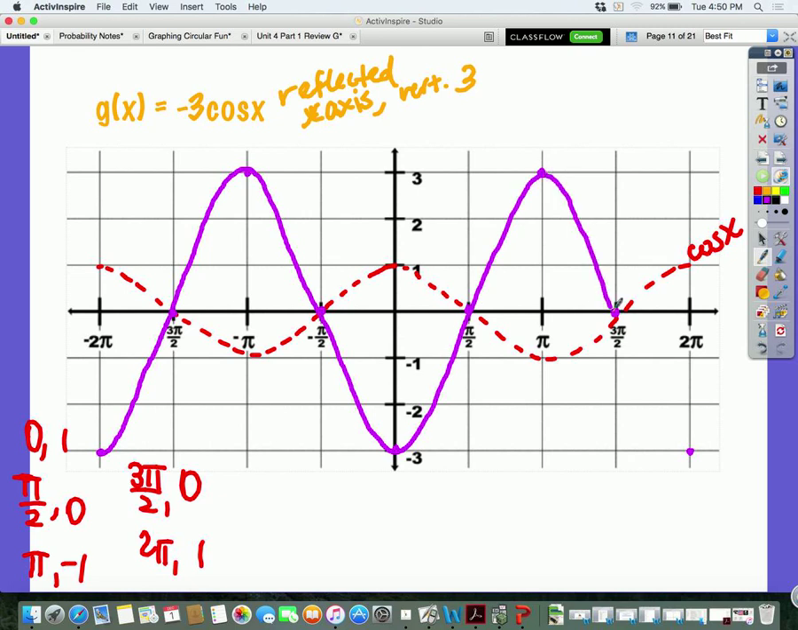Make sure that when you draw these, you try to draw the smoothest curve possible. Cosine is not my best curve to draw. Sine, I'm better at sine. And as you see, it's been vertically stretched by a factor of 3 and reflected over the x-axis.